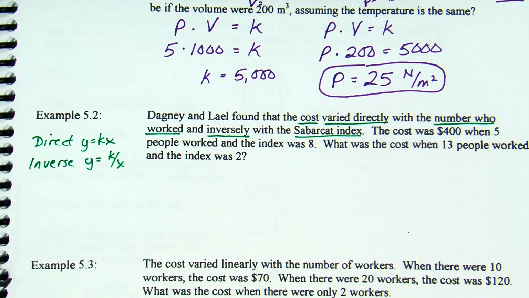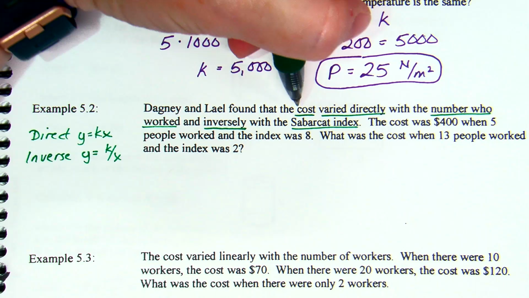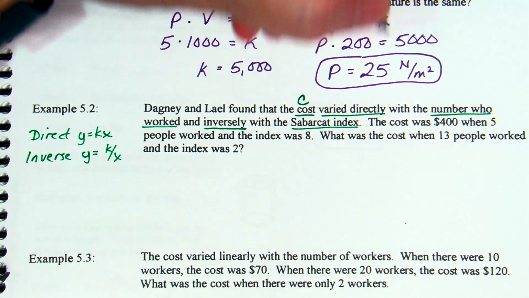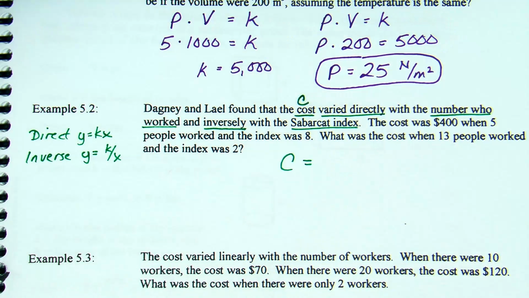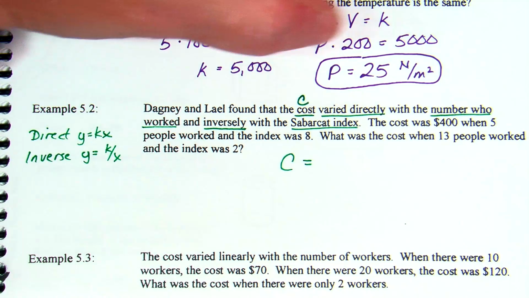And so now, okay, cost. What do we want to use for cost? I'm going to say C. So C varied directly. When it starts off that way, to me that says C equals. Cost varied directly with number who worked. I think number who worked, I've used W in the past.